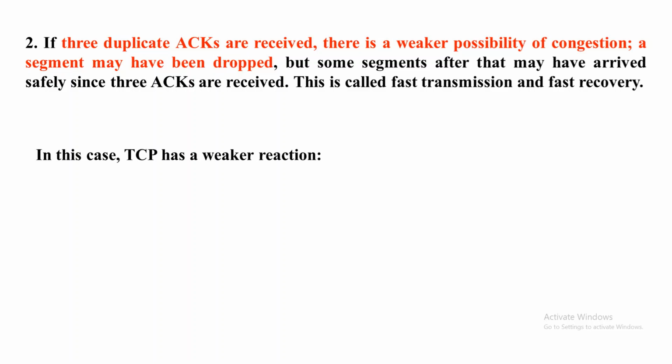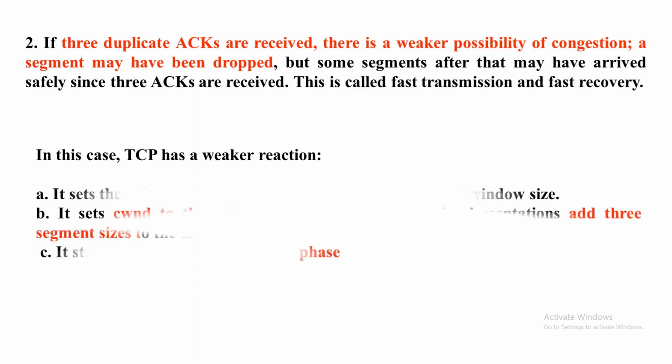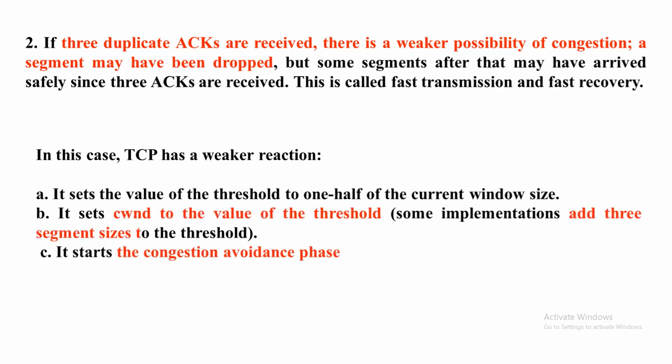Here also, the threshold is reduced to 1/2 of the current window size. And then it sets the congestion window to the value of the threshold. In some TCP implementations, the congestion window is set to the value of threshold plus 3 segment sizes, and then it restarts the congestion avoidance phase. Okay, so these are the two ways in which TCP is going to do congestion control once congestion is detected.